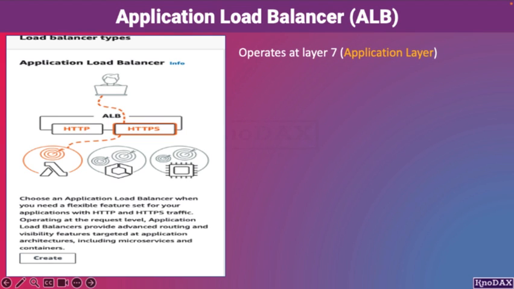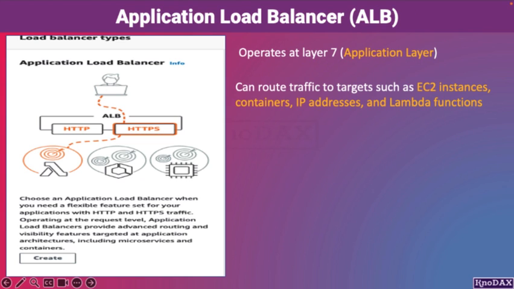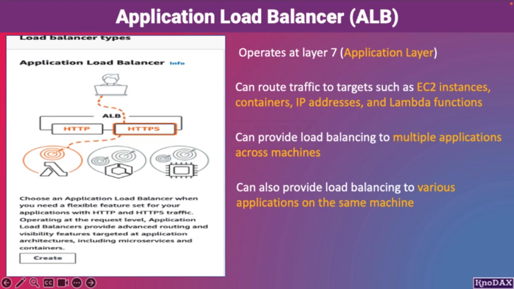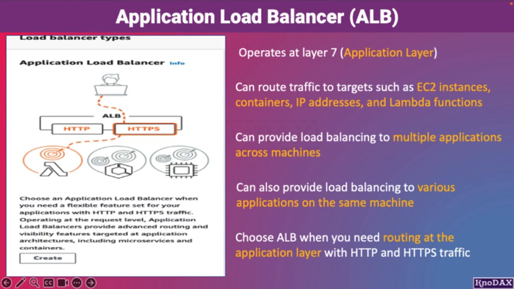Application Load Balancer, also called ALB. It operates at Layer 7, which is application layer. It can route traffic to targets such as EC2 instances, containers, IP addresses, and Lambda functions. It can provide load balancing to multiple applications across machines. It can also provide load balancing to various applications on the same machine. Choose ALB when you need to load balance your applications with HTTP and HTTPS traffic.